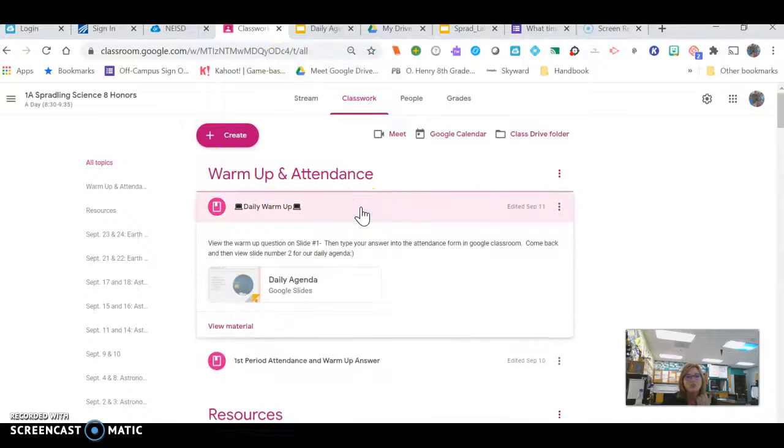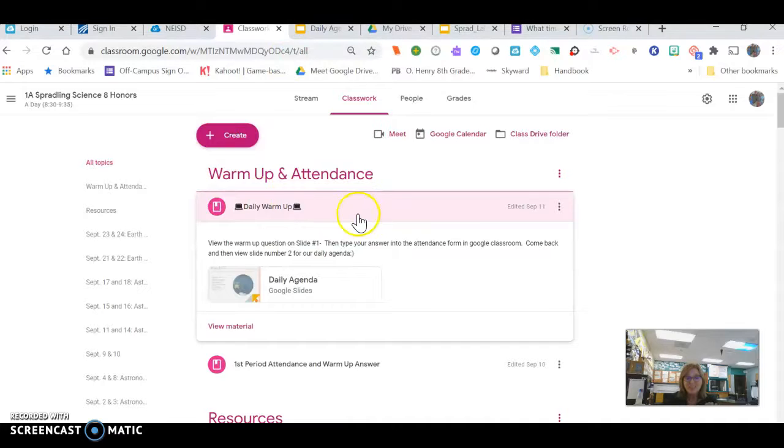So make sure that you go to your daily warm-up. In today's warm-up, I'm going to be explaining that, have a little discussion, and then mark your answer in the attendance. Don't get so caught up and worried about the right answer that you don't do the attendance. I just want to see what you think, okay, before we get started here.